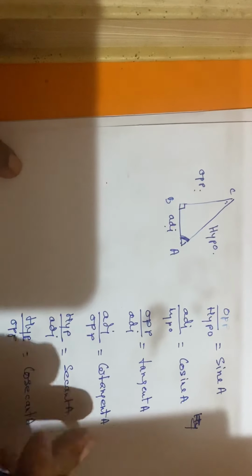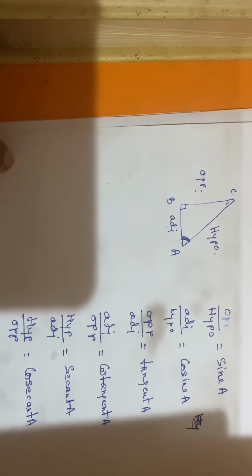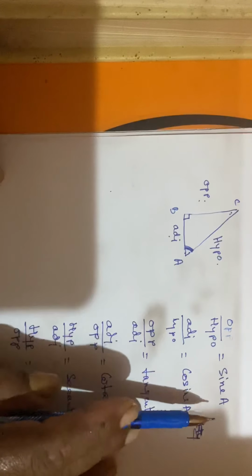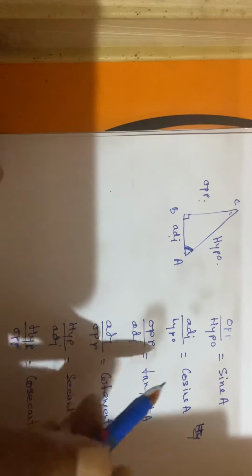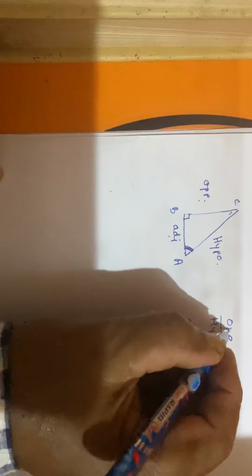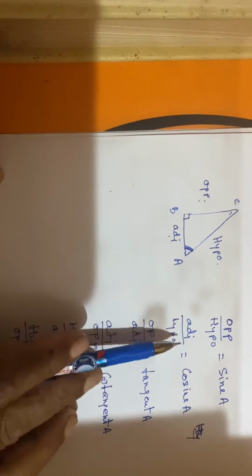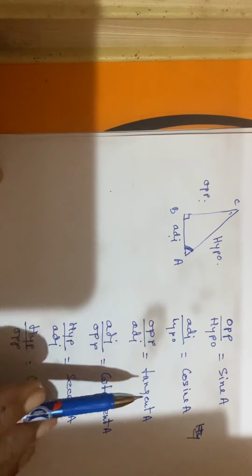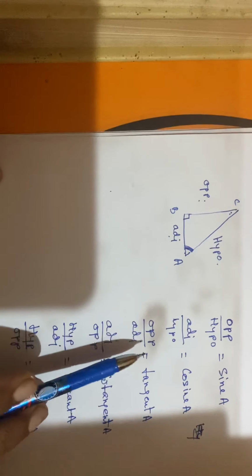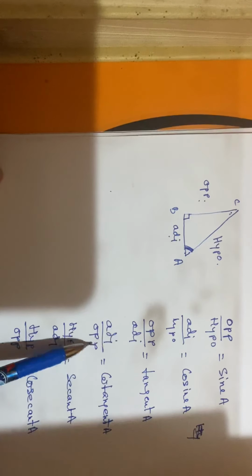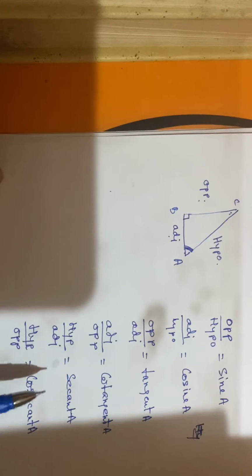These six different names we have to remember, otherwise trigonometry will be difficult. When you say sine, you understand it is the ratio between opposite side and hypotenuse. When you say cosine, it is the ratio between adjacent and hypotenuse. Tangent is opposite and adjacent. Cotangent is adjacent by opposite, secant is hypotenuse by adjacent, and cosecant is hypotenuse by opposite.